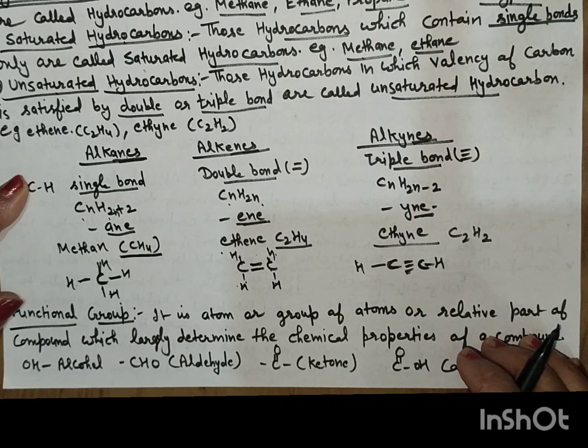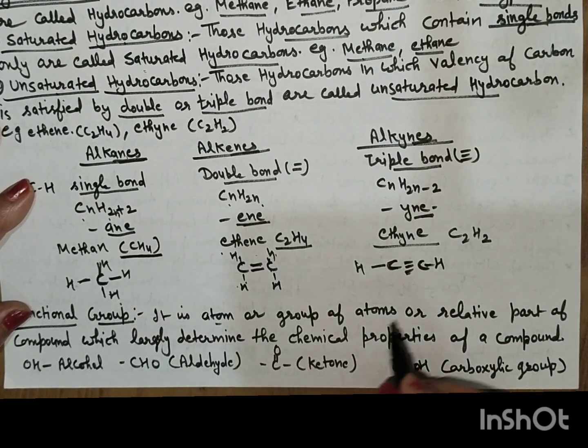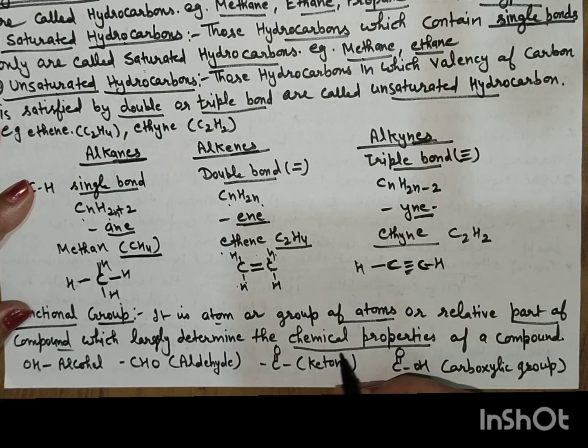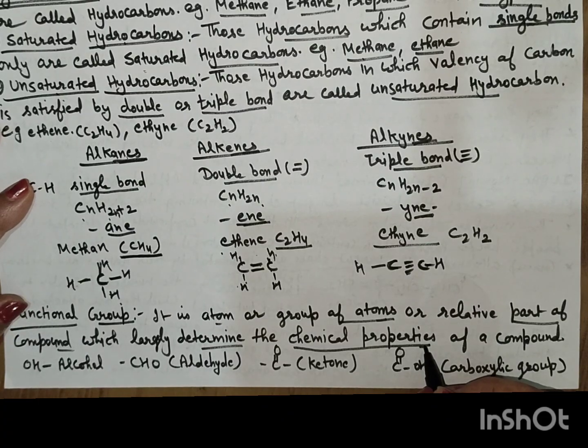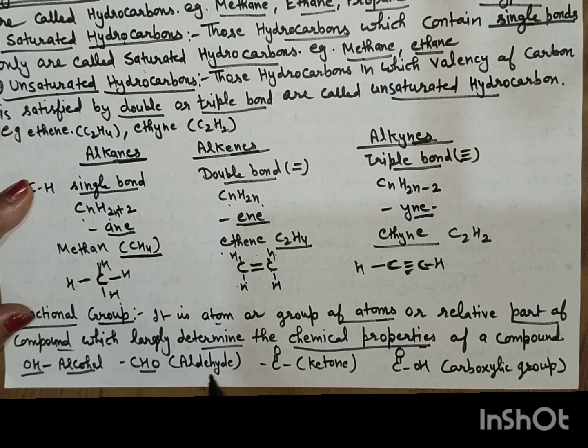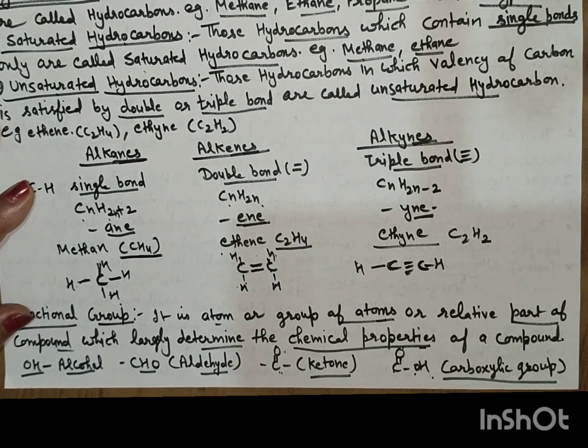Now what is a functional group? It is the atom or group of atoms or reactive part of a compound which largely determines the chemical properties of a compound. Here are the 4 functional groups in the 10th class: OH, alcohol; CHO, aldehyde; C double bond O, ketone; C double bond O, OH, carboxylic group.